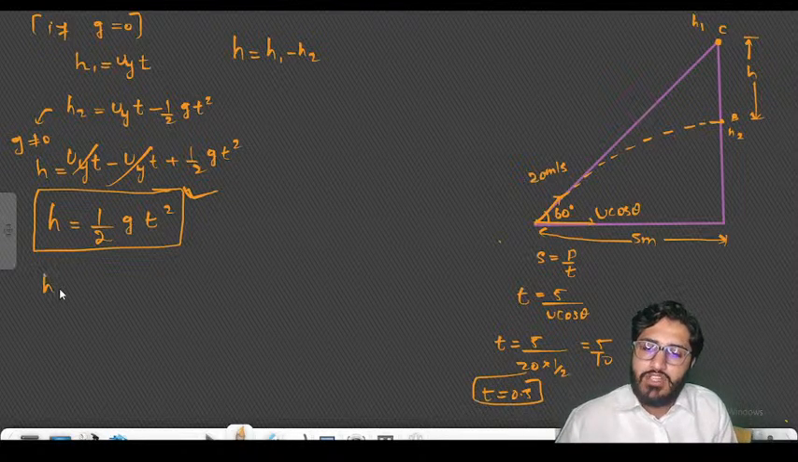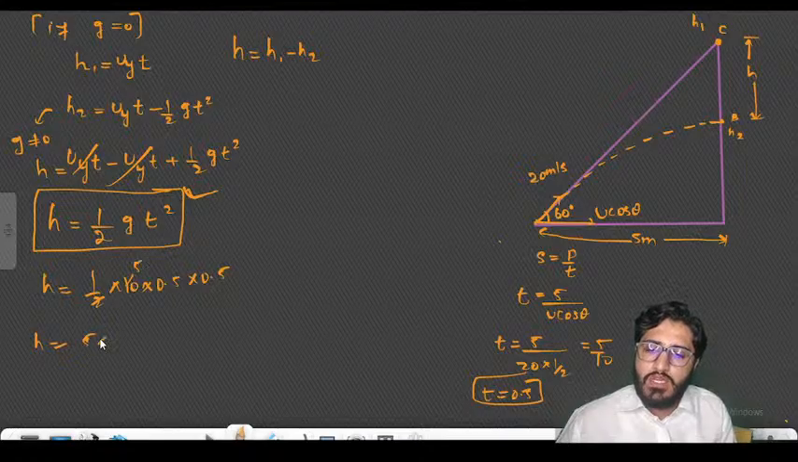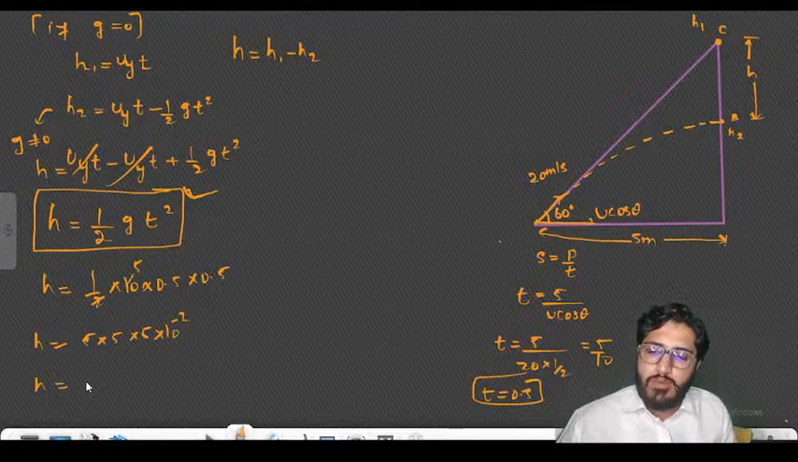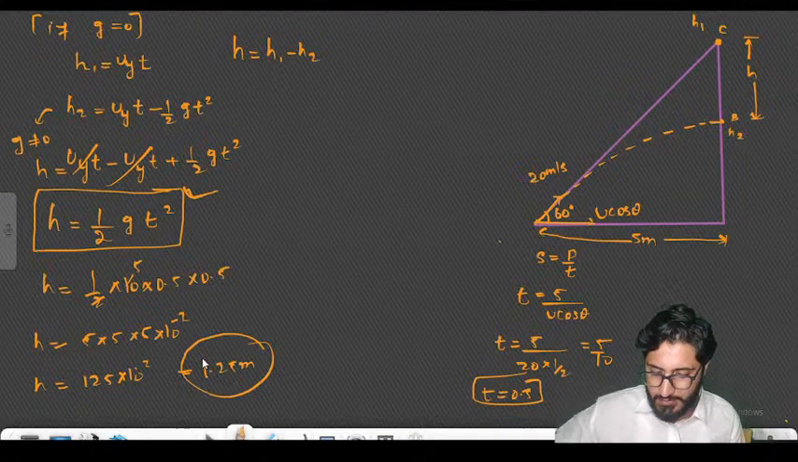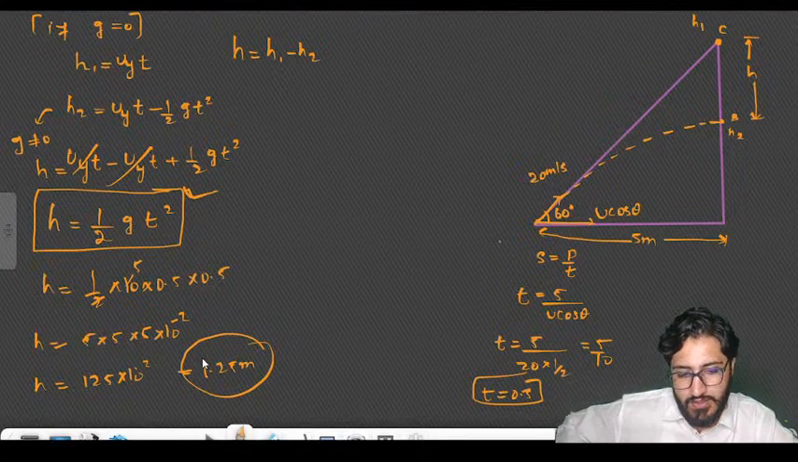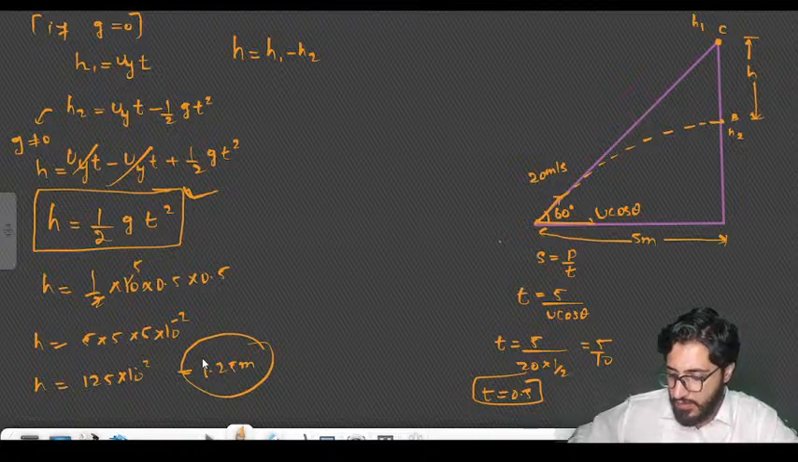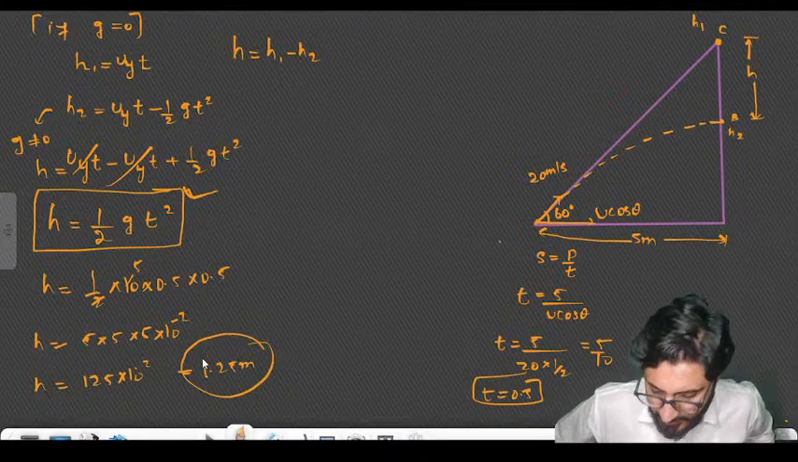So right, I can write h equals 1 by 2 into 10 into 0.5 multiplied by 0.5. So h came out to be, 2 ones are 2, 2 5s are 10. It is 5 into 5 into 5 into 10 to the power minus 2. So h came out to be 125 into 10 to the power minus 2. My answer is 1.25 meter. This is my height, 1.25 meter. Done. Very easy. Easy numericals.